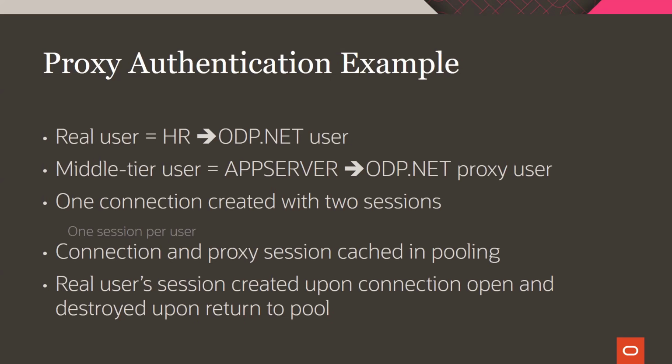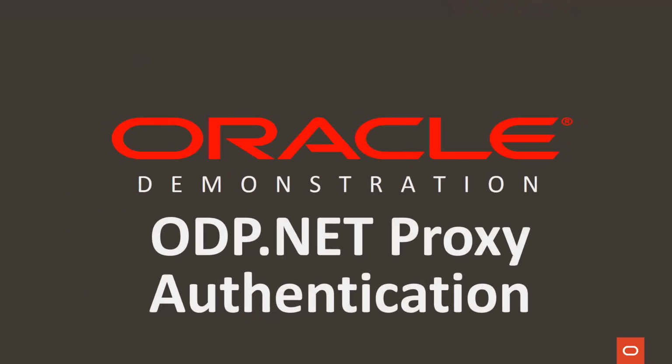And then when it grabs that connection from the pool, it then creates another session called HR. And now you have one connection with two sessions, but there's one session per user, one session for HR, one session for app server. And what gets cached in the pool is, again, app server's connection and proxy session, because when it goes back in the pool, the HR session is then destroyed. So you are creating a new session coming in and out of the pool and destroying the session, but you get to maintain the scalability of that connection already being created. So let's see a demonstration of this.